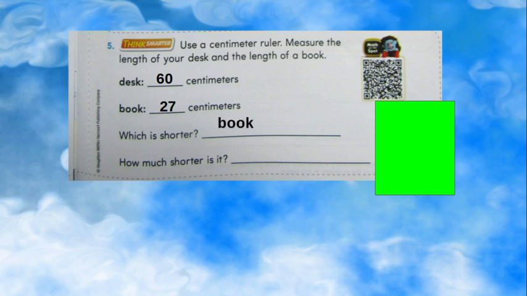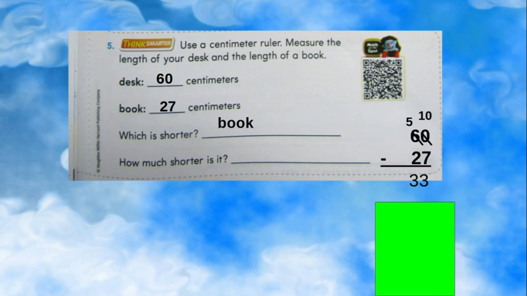The book. How much shorter is it? Well, just like the problems we just did, we need to find the difference in the lengths of the 2 objects. So I need to do a subtraction sentence. What do you think my subtraction number sentence should be? Well, I have my 2 measurements, so my sentence would be 60 minus 27 equals. Well, we haven't subtracted with regrouping in a while.